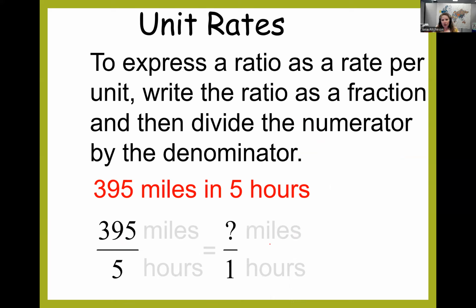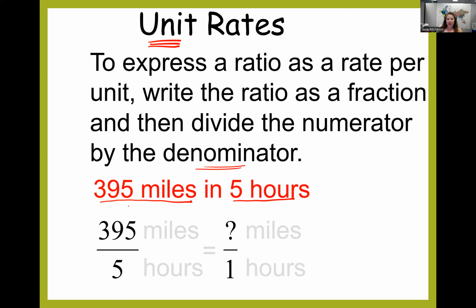All right, so those were all ratios. Now we're going to talk about unit rate. Unit rate is how much for one. Okay, unit means one. So if I go 395 miles in 5 hours, if I want to know the unit rate, my question is how many miles do I go per hour? Per means one. So I need the denominator to be 1.